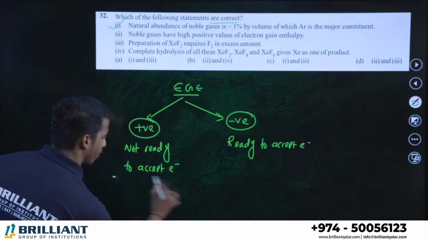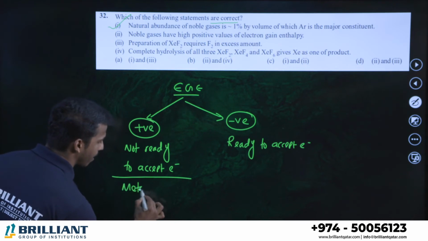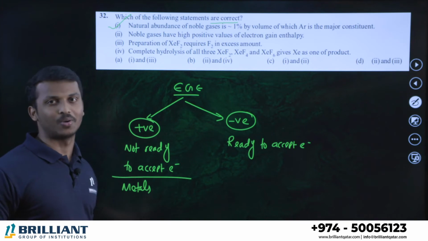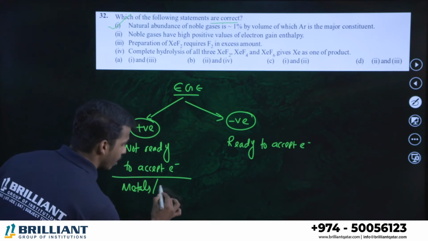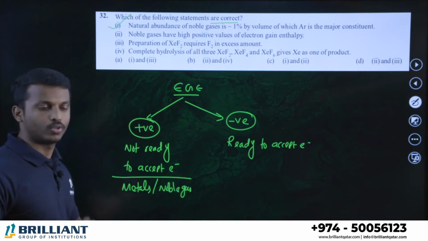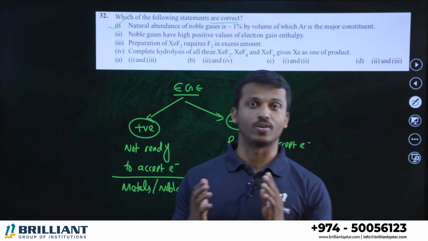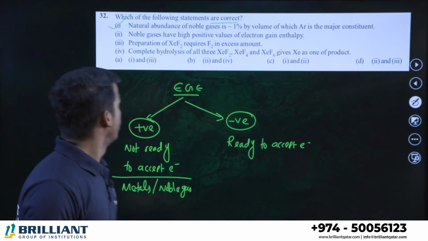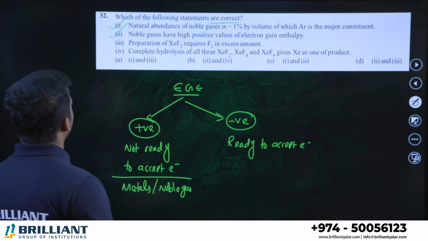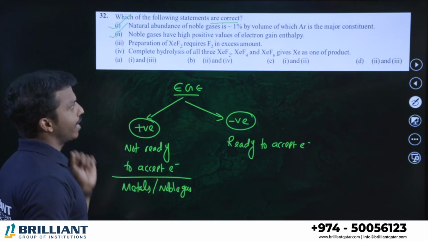For example, positive electron gain enthalpy is mostly possessed by metals. You know, metals are electropositive elements. They are ready to lose the electron, not to gain. Another one, noble gases. Noble gases also don't want electron, right? So generally, metals and noble gases have positive electron gain enthalpy. So noble gases have high positive value. Yes.